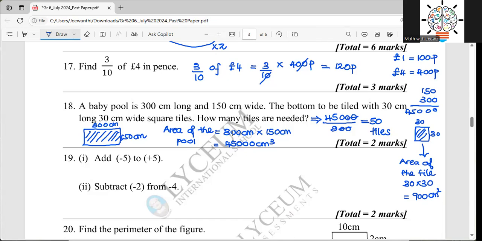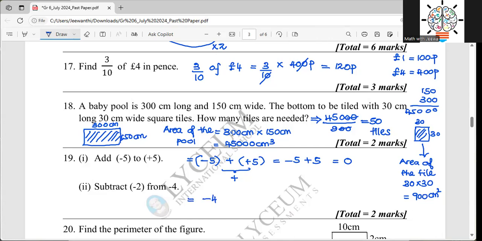Okay, so then the next one, add negative 5. This is from the directed number lesson. Add negative 5. Negative 5 you add to positive 5. When you have two signs like this, children, can you remember, positive, positive, that is positive. So then I write negative 5 and positive 5. Answer will be 0. Subtract negative 2 from negative 4.